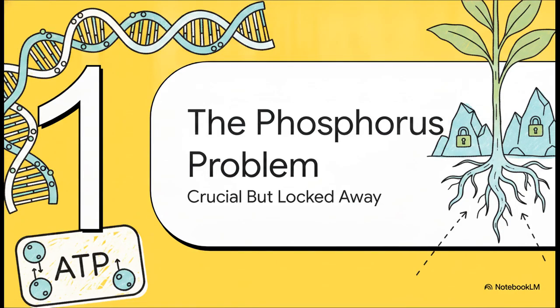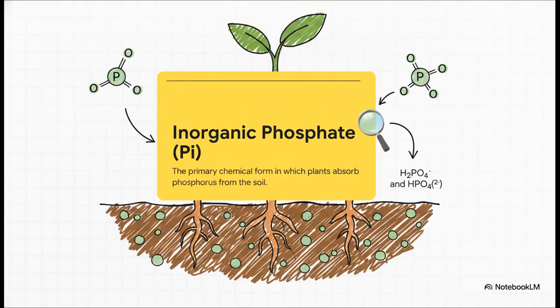Section 1, the phosphorus problem. It's totally crucial but stubbornly locked away. So phosphorus is a non-negotiable requirement for life, right? It's literally the P in ATP, the energy currency of the cell, and it's a core structural piece of DNA and RNA. But to understand how plants get it, we need to clearly define our target.